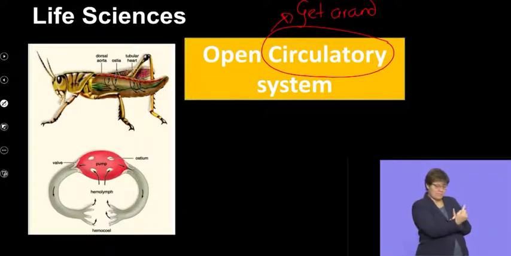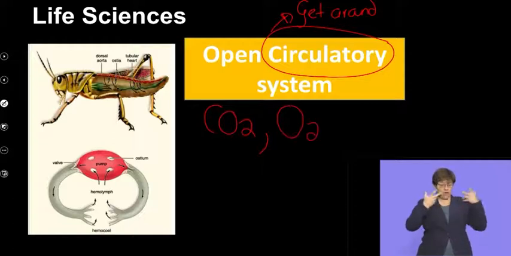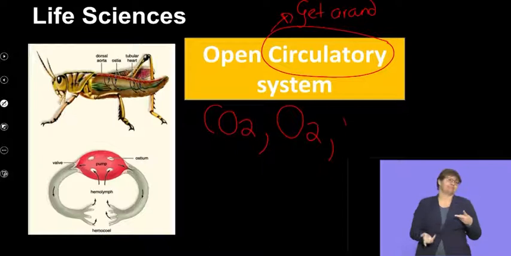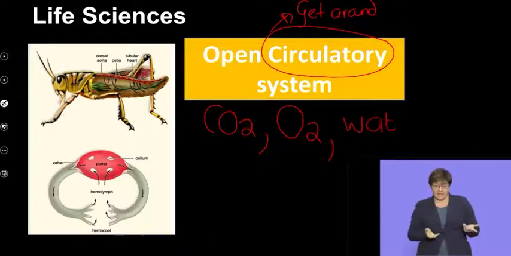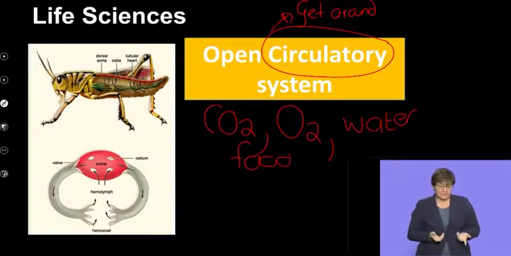Now, when we talk about transport, what do we want to transport? As we said before, I want to transport carbon dioxide out of my body. I want to transport maybe oxygen into my body. What else do I need to transport? I might want to transport water, right? I might want to transport food. Now, all these things that I want to transport, I need to have a way in which they can transport.